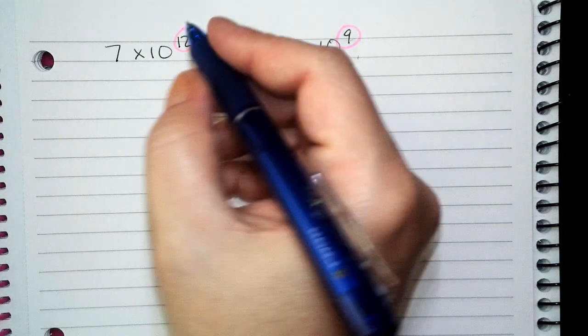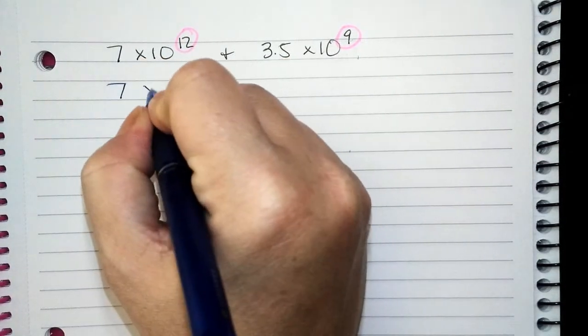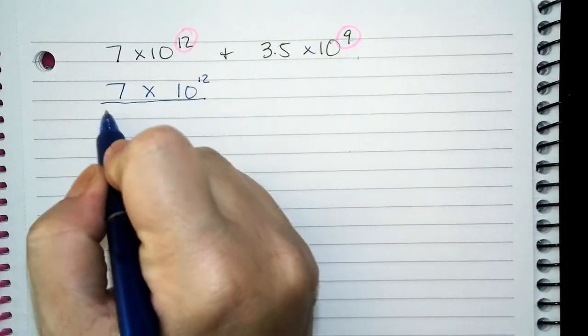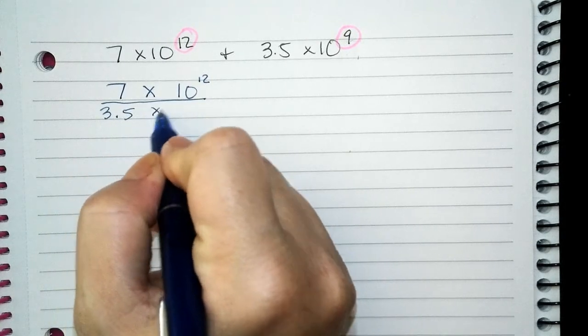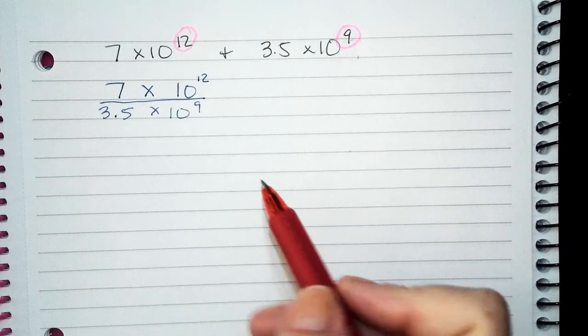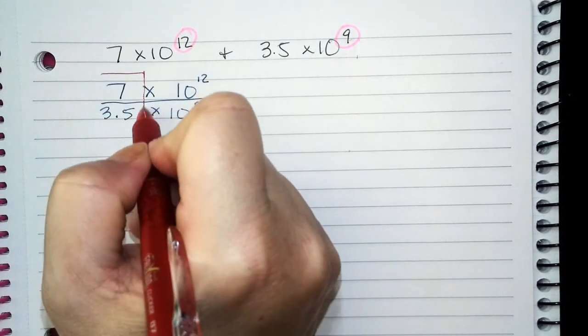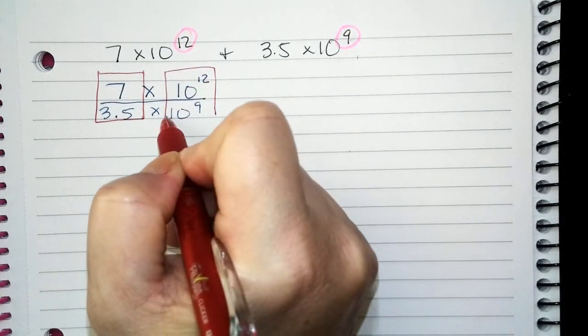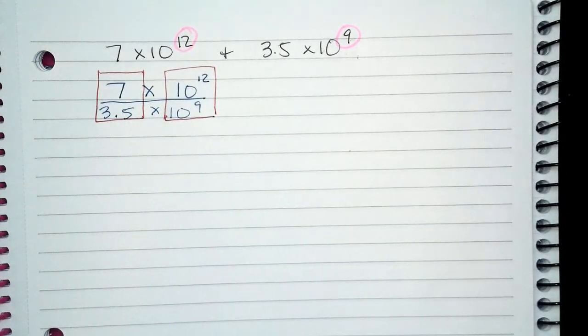So we start off with setting it up as a fraction. We have 7 times 10 to the 12th power over 3.5 times 10 to the 9th power. Don't worry, you don't have to stick all this in a calculator. We're going to break it up into two parts: here's our first part, here's our second part. In the lesson, they talked about looking at the powers of 10 and then the factors. I'm just condensing all of that into one thing.